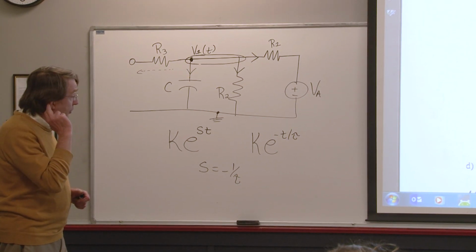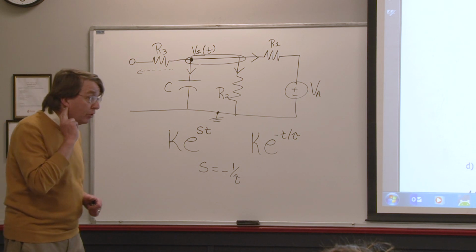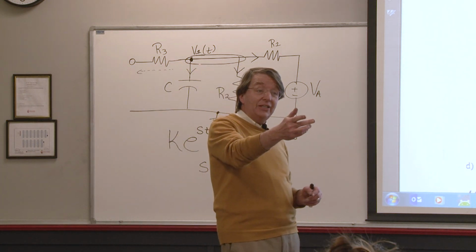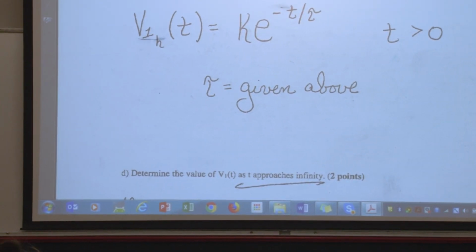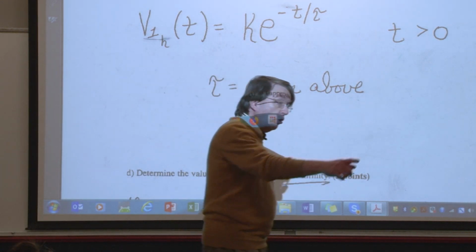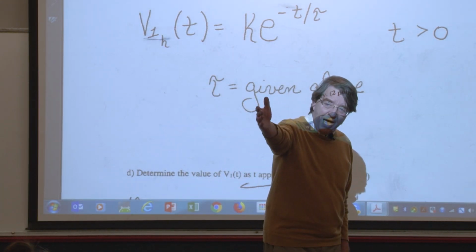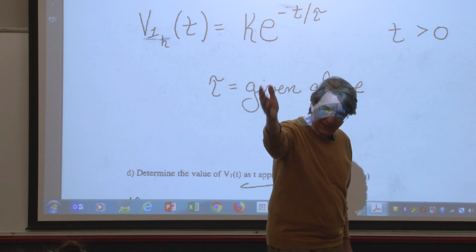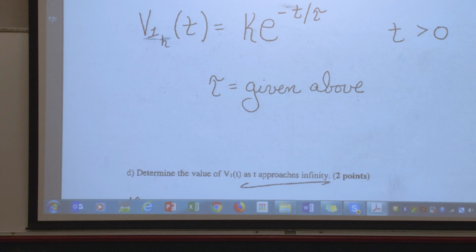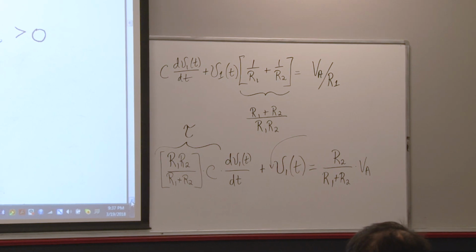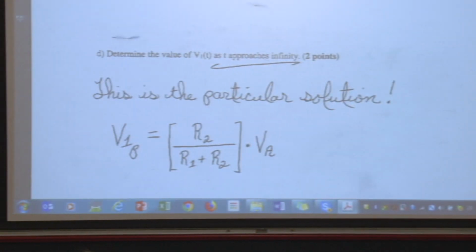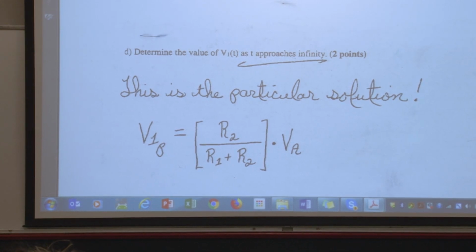All right, now, so the value of V1 as t approaches infinity. My colleagues, that is the particular solution. I just asked it in a different way. So what happens as t approaches infinity? We approach the particular solution. And as we have already been told, and we are right by Daniela, we know that the particular solution is the right-hand side. So notice what happens as t approaches infinity. We go to the right-hand side, which is R2 over R1 plus R2 times VA.